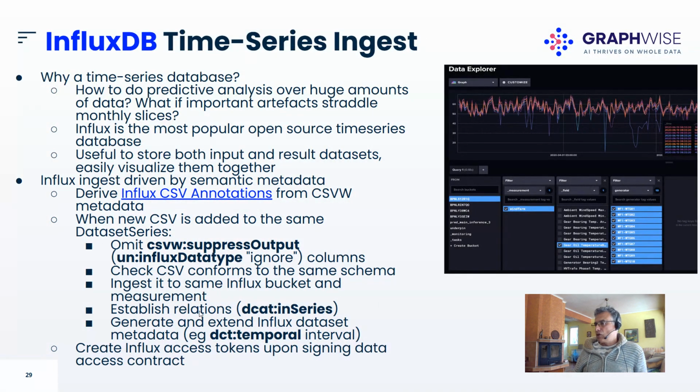We also establish relations from the datasets describing the CSVs down to the Influx time series. And we also generate the metadata for the Influx dataset from the metadata of the CSVs, right? And we extend the temporal interval to what is actually in the data. Finally, we create an Influx access token that is used by the data space to grant access to a consumer that has signed a contract for that time series dataset.